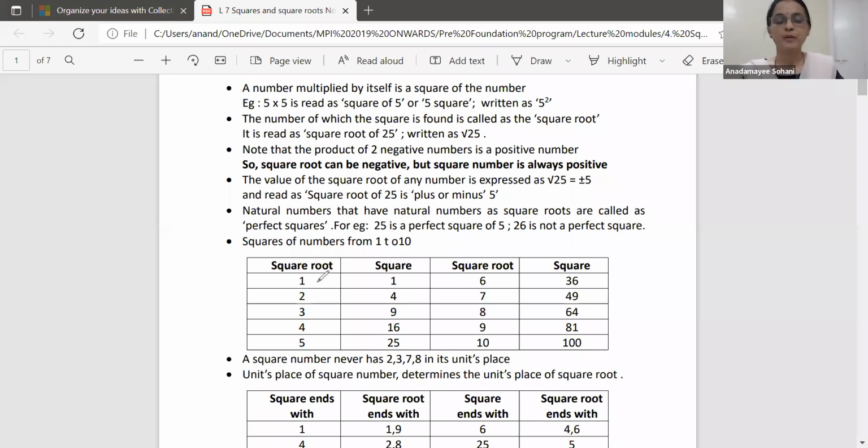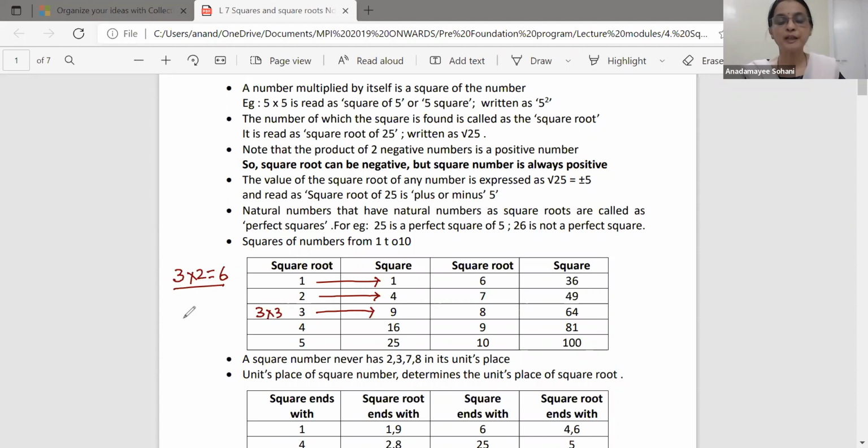1 square will be 1. 1 into 1 will be 1. All of you will be knowing most of this. 2 square is 4. 2 into 2 is 4. 3 square is 9. Please take a note that we are doing 3 into 3. Sometimes what children do is they will write 3 square as 3 into 2. 2 times 3 means they will say 3 into 2, 6. This is not 3 square. I am multiplying 3 by 3.